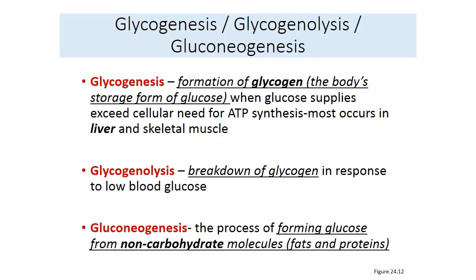Three definitions to learn. Glycogenesis refers to the formation of glycogen, the body's storage form of glucose. Most of this occurs in the liver. So when cells have used or had enough glucose available to make the ATP required, then if there's glucose still available, it will be put into storage form in the form of glycogen.